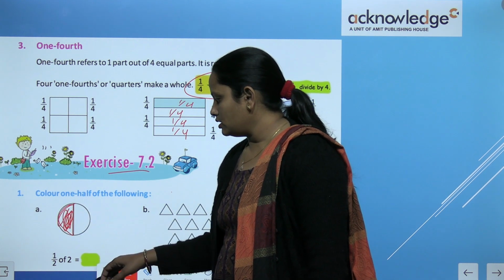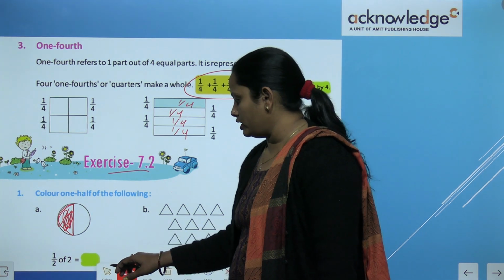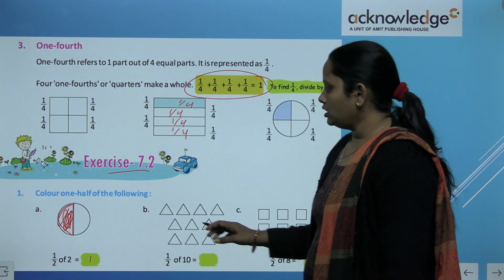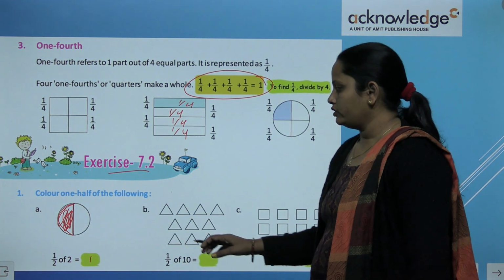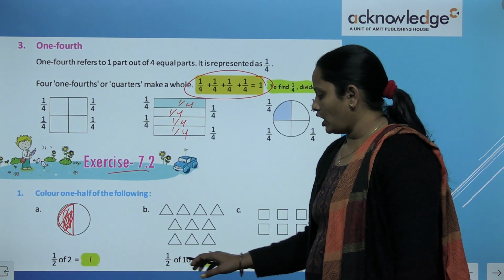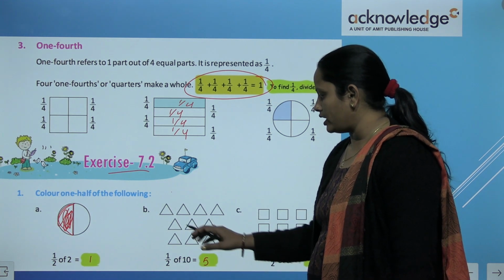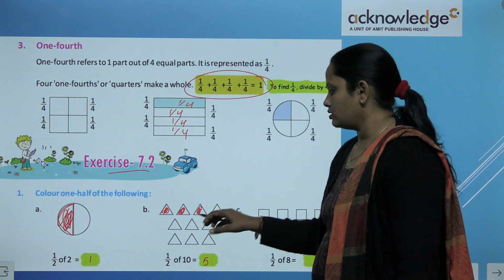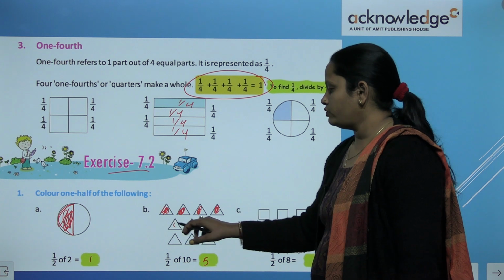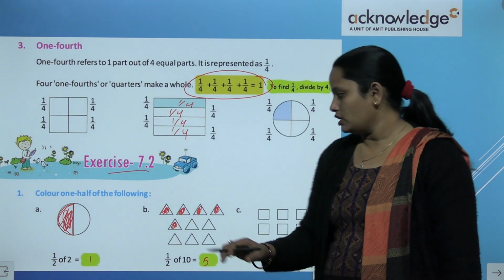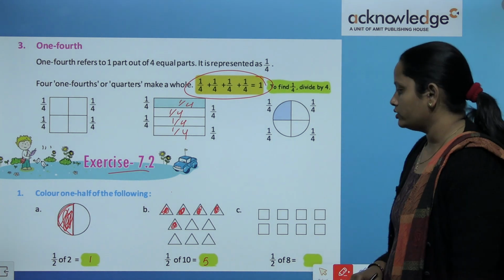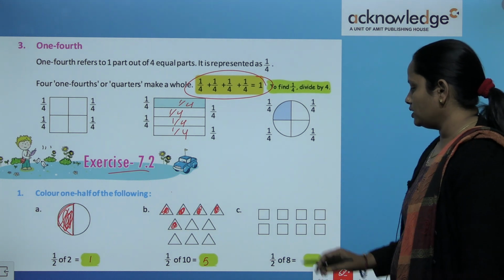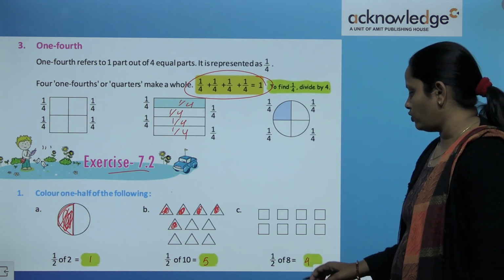Let's color it. Now 1/2 of 2 is 1. Next, here we have to color 1/2 of 10 parts. So 1/2 of 10 is 5. So what we have to do? We have to color 5 squares here. 5 triangles out of the 10 triangles. 10 में से हमें 5 triangles को color करना है. Similarly, here we have to color 4.